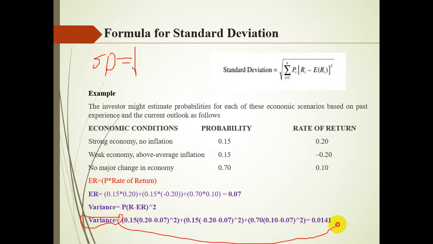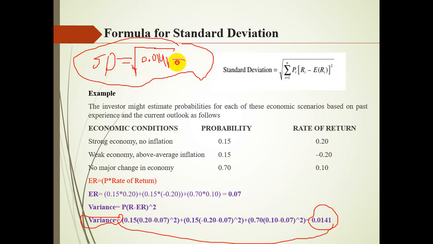So what is my variance? Answer, it becomes 0.0141. So this is the answer. So you will get standard deviation.